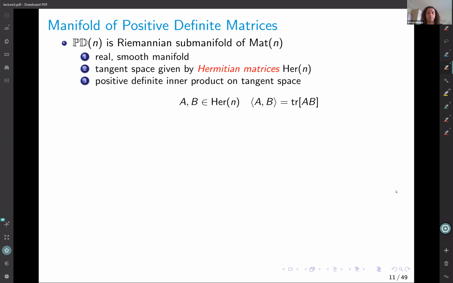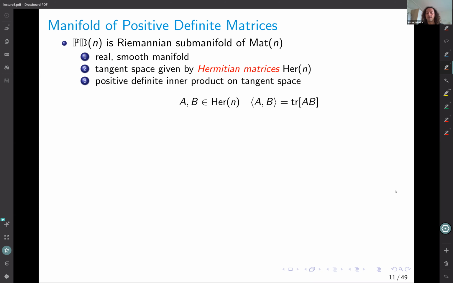It turns out that the manifold of positive definite matrices is a very special manifold, right? So we know that the space of positive definite matrices is a Riemannian submanifold of the space of all matrices. And what does this mean? This means that the set of positive definite matrices is a real smooth manifold. Its tangent space at every point is given by the Hermitian matrices. And it turns out that the tangent space has a positive definite inner product.